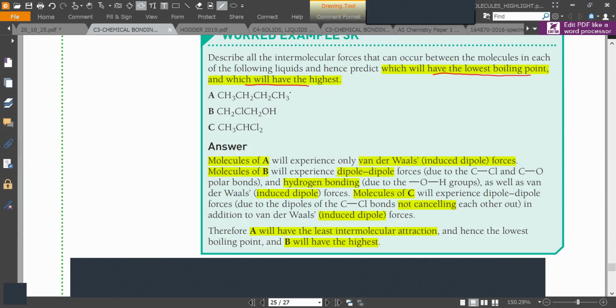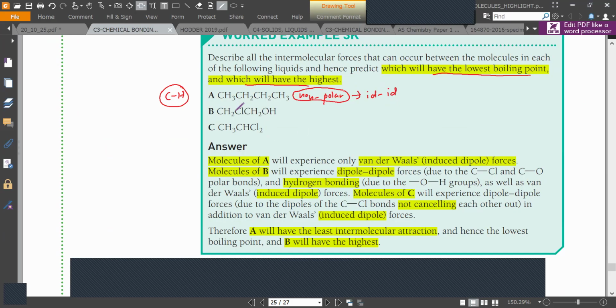This one is mostly non-polar, because carbon and hydrogen are very similar in electronegativity. So we can say this is mostly non-polar, so this one will have instantaneous dipole only.